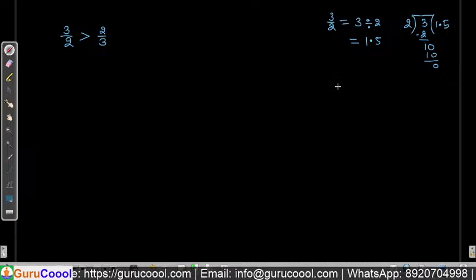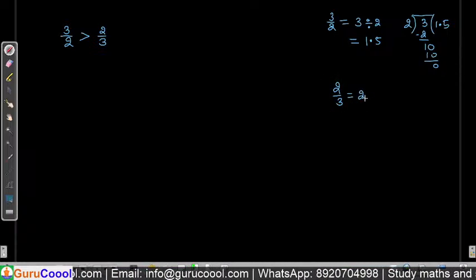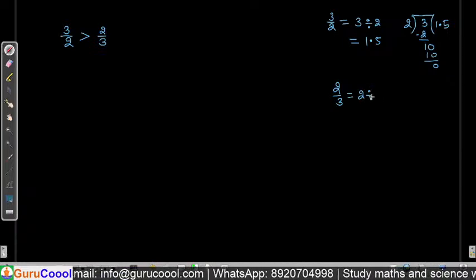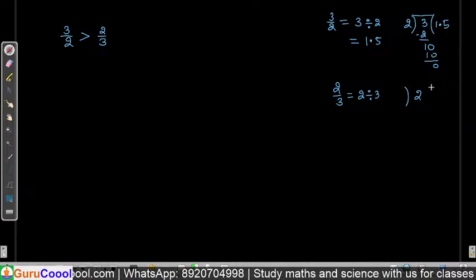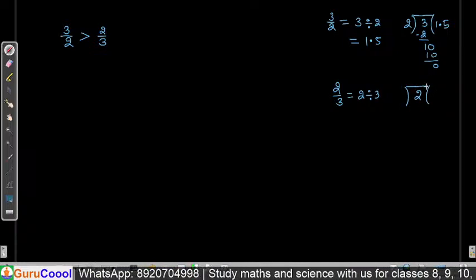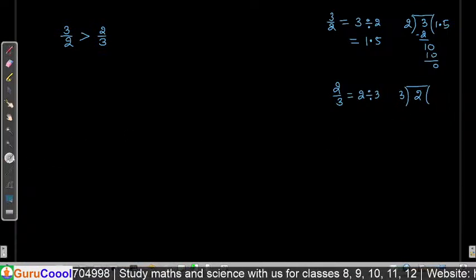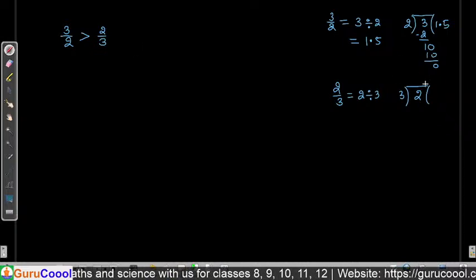Now if we talk about 2 by 3, 2 by 3 means 2 divided by 3. That means you are dividing 2 by what? By 3. But how is it possible? 2 is a very small number. How can we divide? So we first take a decimal here.